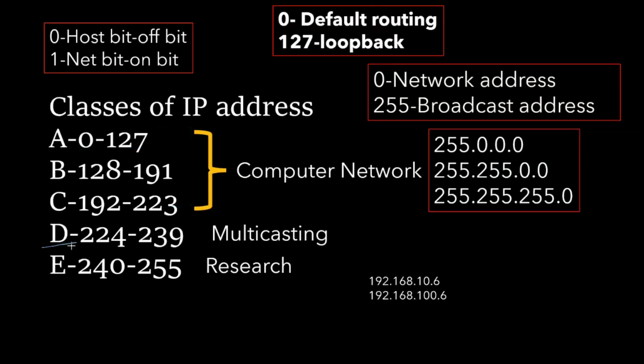And then Class D is for multicasting. I think everyone knows that it is used in the router part also, and some other devices are available where you can do multicasting. Multicasting means, from a single device, or in simple words, one to many.